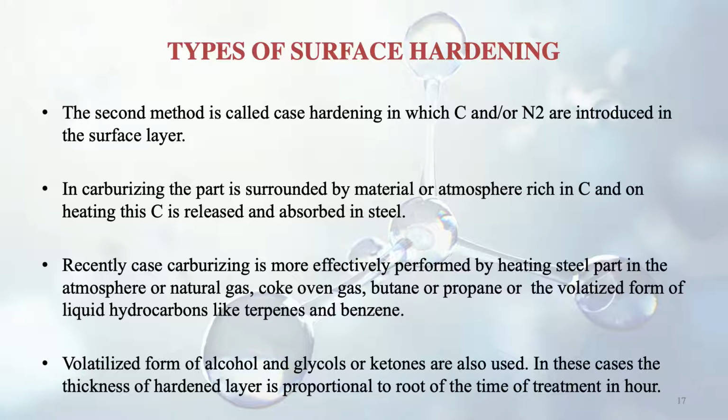Volatilized forms of alcohol and glycol or ketones are also used. So these are different chemicals. Glycol will have an OH bond, if you know that it represents the alcohol thing, and ketones have a C double bond O. If you know a little bit of chemistry, these are the things which are being used. In these cases, the thickness of the hardened layer is proportional to the root of the time of treatment in hours.